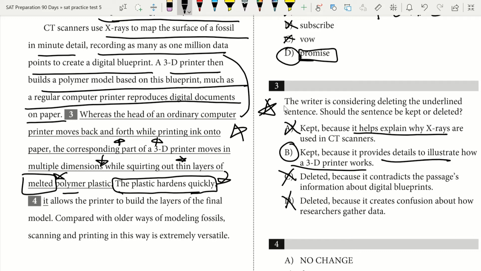Not because it helps explain why X-rays are used in CT scanners. We're just explaining how a 3D printer works there. So B is our answer for 3.